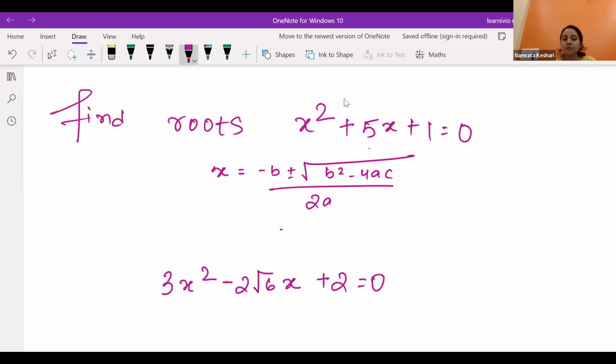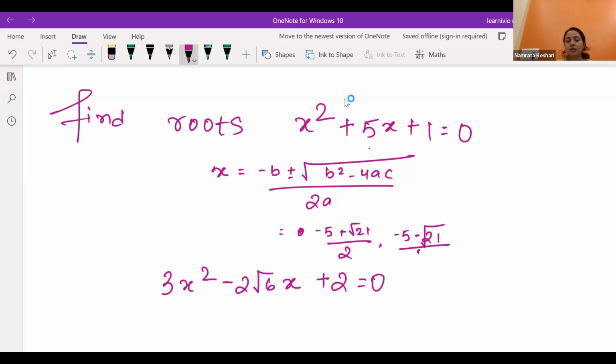I got -5 plus root 21 by 2 and -5 minus root 21 by 2. Okay, minus 5 plus root 21 by 2. Is this a quadratic equation? Yeah, this is a quadratic equation. Oh, I thought it was a polynomial. No, no, no. It is a quadratic equation.